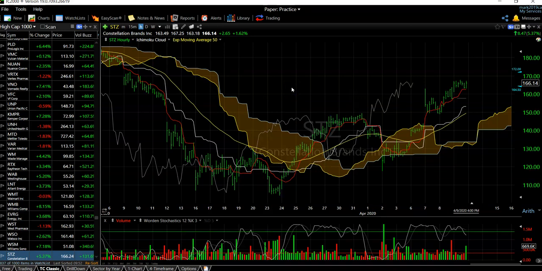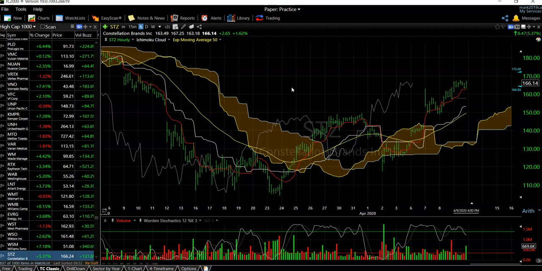Okay, so we had 3 steps. Step number 1, open your TC2000, enter the symbol, then you set up your chart hourly, then you add a plot for Ichimoku cloud, and then you plot a moving average 50.